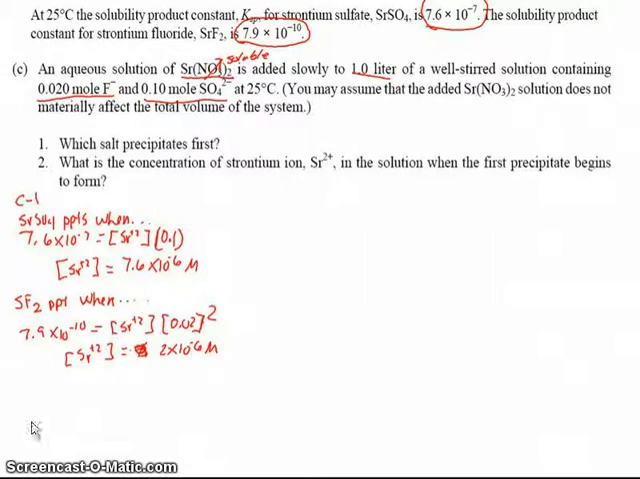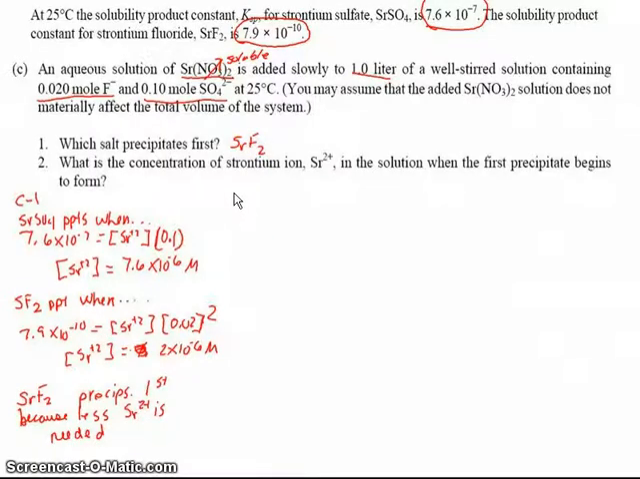And so, looking at these two, which one precipitates first? Well, strontium 2 plus has to reach 7.6 times 10 to the minus 6th molar for sulfate, and only 2 times 10 to the minus 6th molar for the strontium fluoride. And so, which of those salts precipitates first? SrF2 precipitates first, because less Sr2+ is needed for that to precipitate. Okay, so SrF2 does.